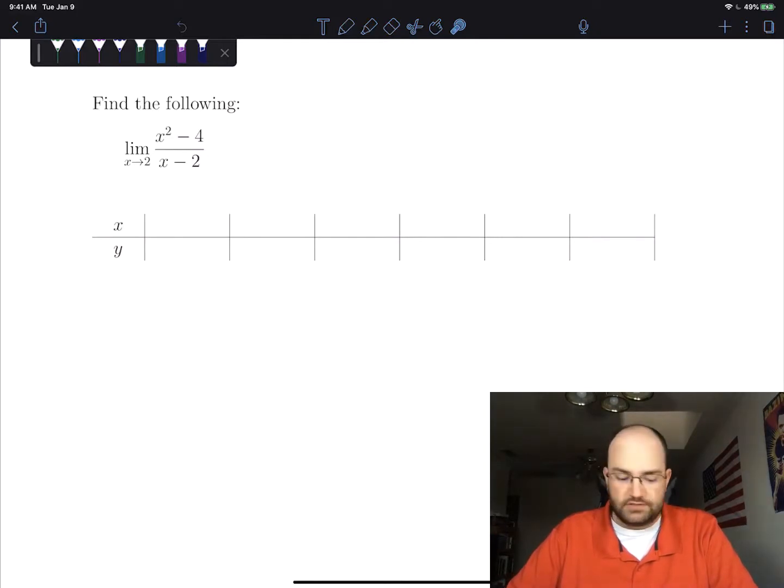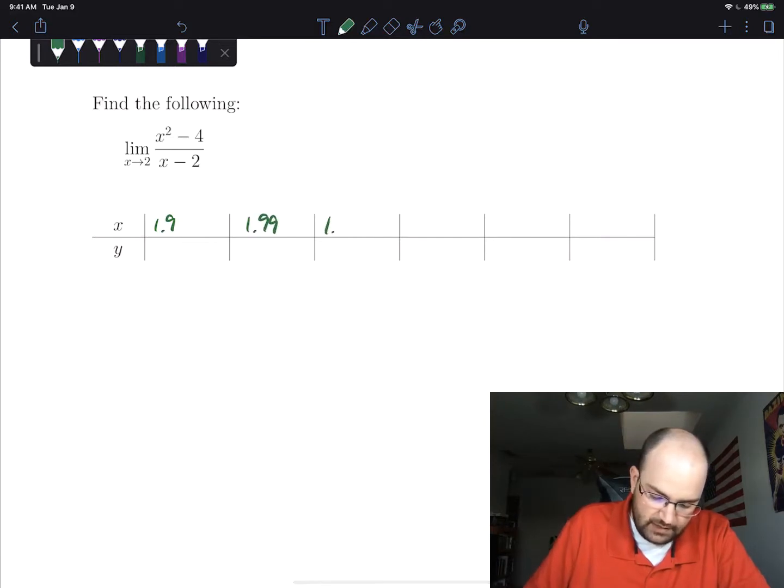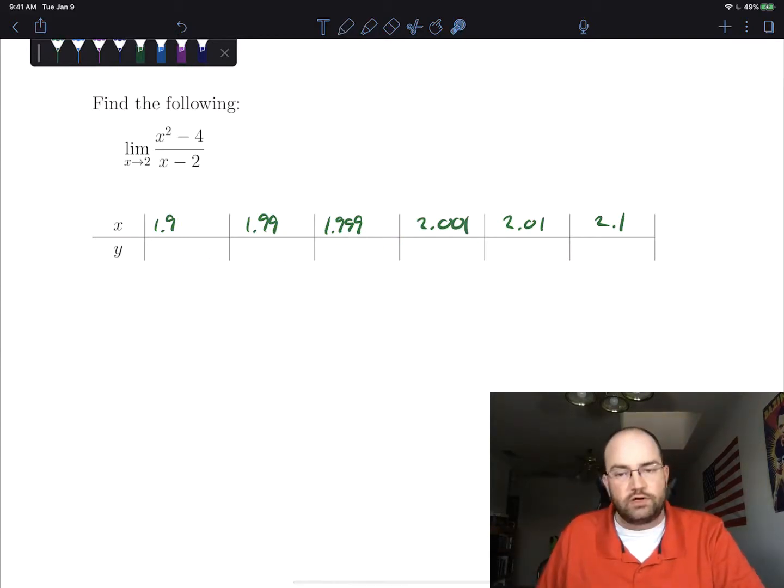Instead, we need to find numbers to the left of 2 and numbers to the right of 2 as well. So the numbers we want to use here will be, say, 1.9, then 1.99, and then 1.999. And the numbers to the right would be 2.1, 2.01, and 2.001. Notice that I'm writing it in this way for a reason, so that the numbers farthest from 2 are farthest away from the middle, then the next two are closer, and the two closest to 2 are right around the middle.